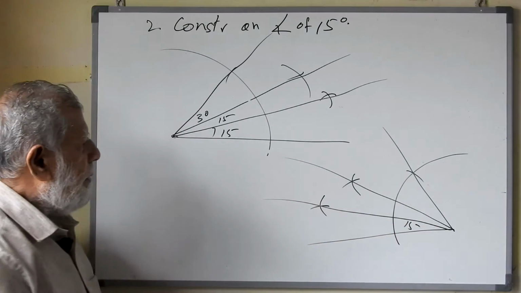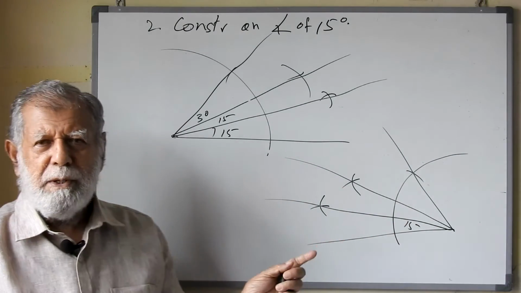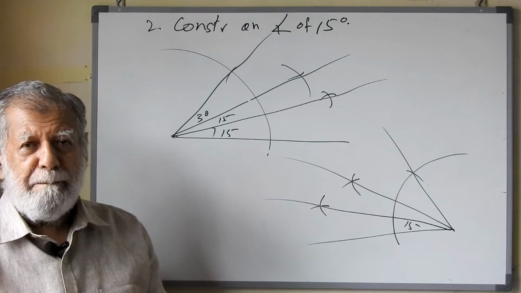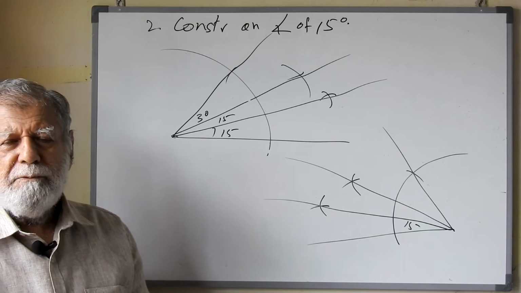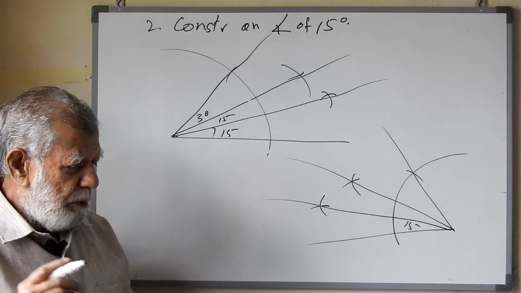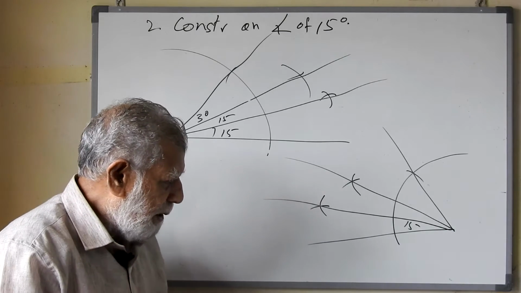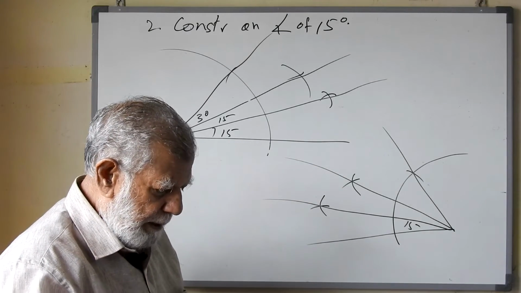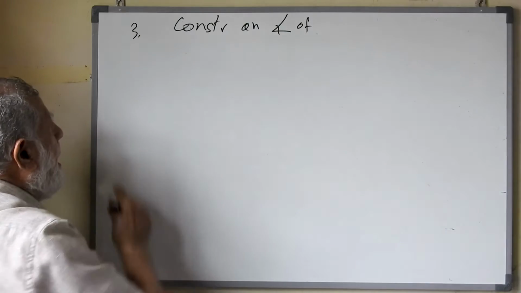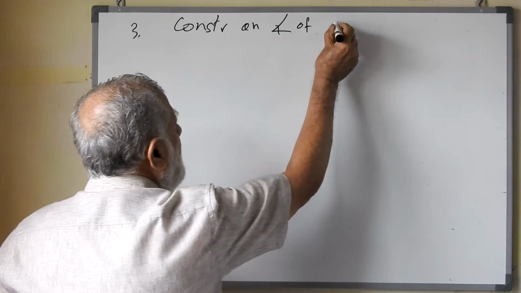So children, now you can follow this on the board, and then of course you can understand, but it's easy to forget. So what you should do is go on repeating and practicing sums, then you will be able to understand. Third one, construct an angle of 75 degrees.